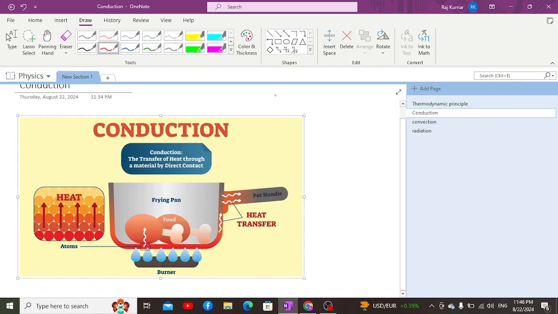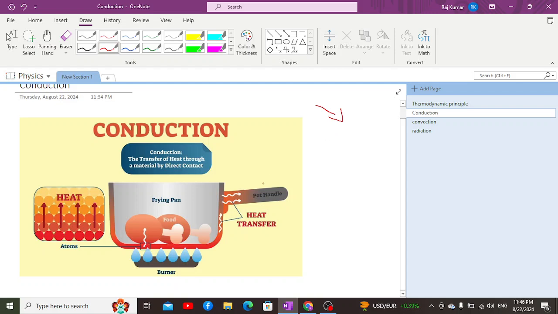Greetings everyone. So now we are going to discuss three major phenomena through which heat can be transferred. There are three modes of transfer of heat: number one is conduction, number two is convection, and number three is radiation. Let's start with conduction.